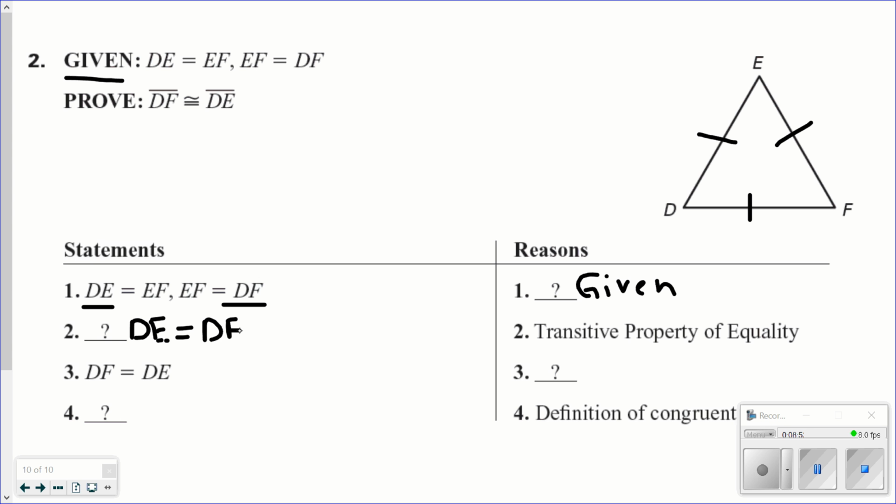All right, my next step, I notice I take my second statement here and now I'm flipping it. Instead of DE is equal to DF, I say that DF is equal to DE. What property is that, to take our statement and flip it? Well, it's the symmetric property.